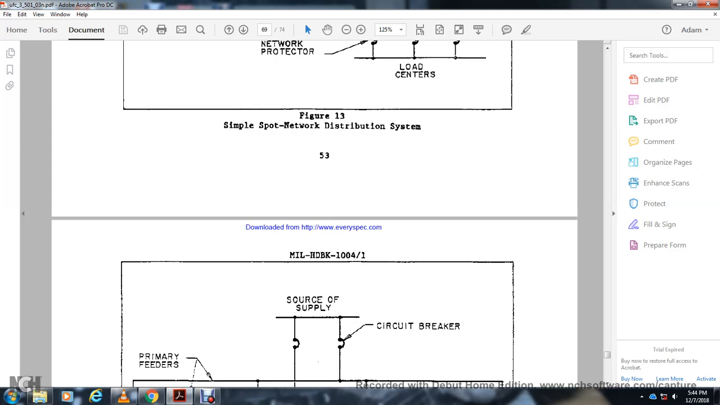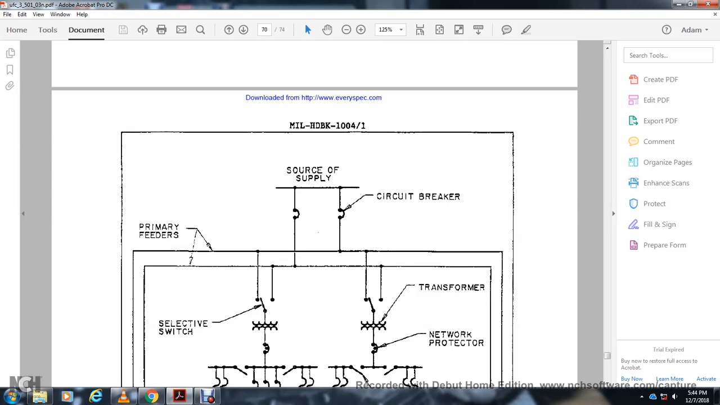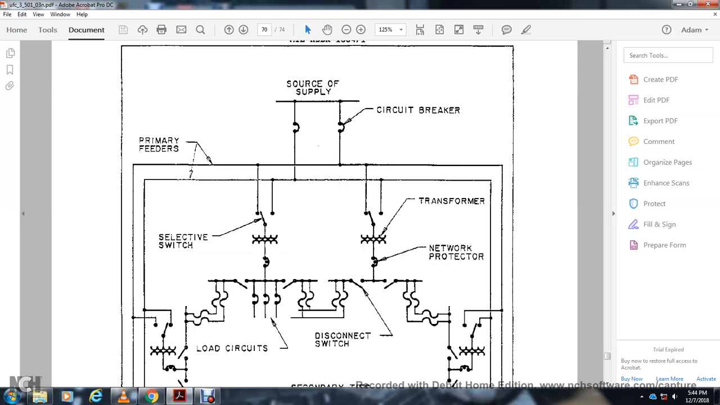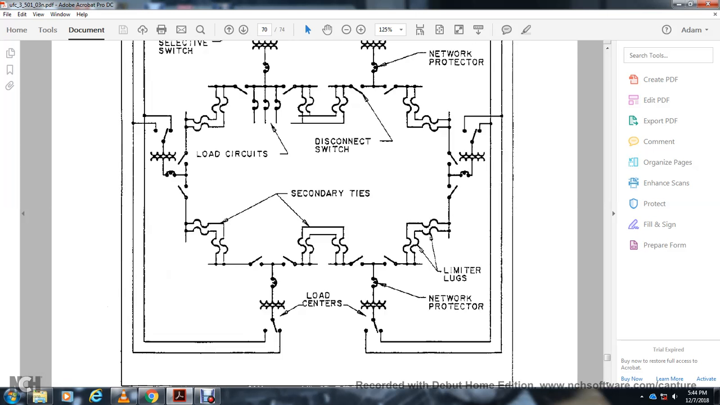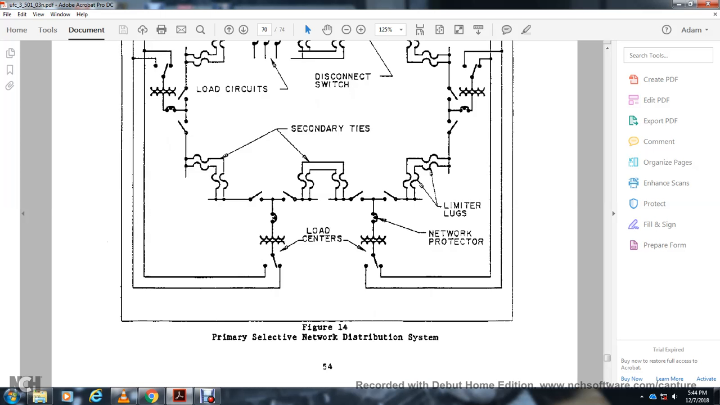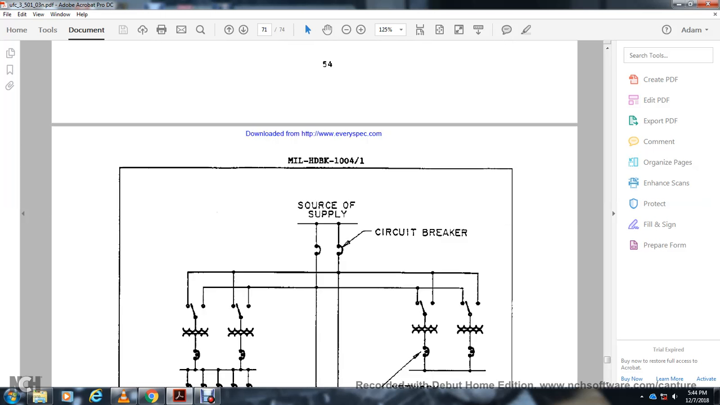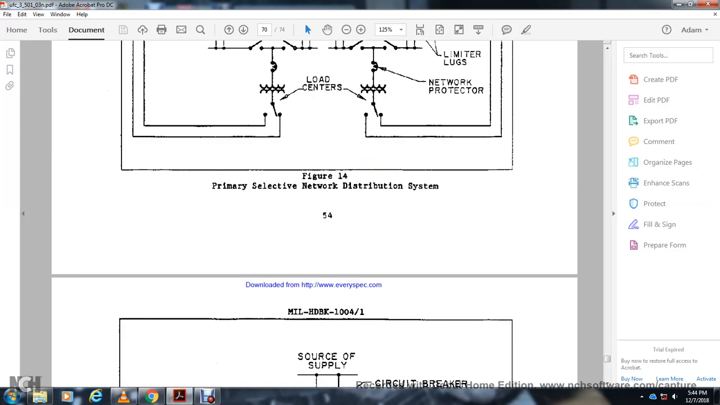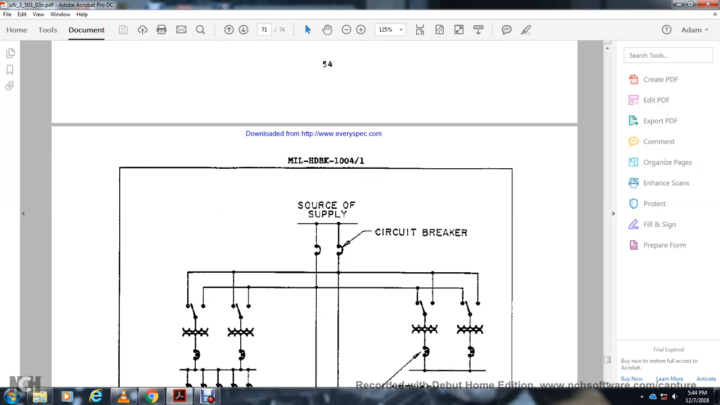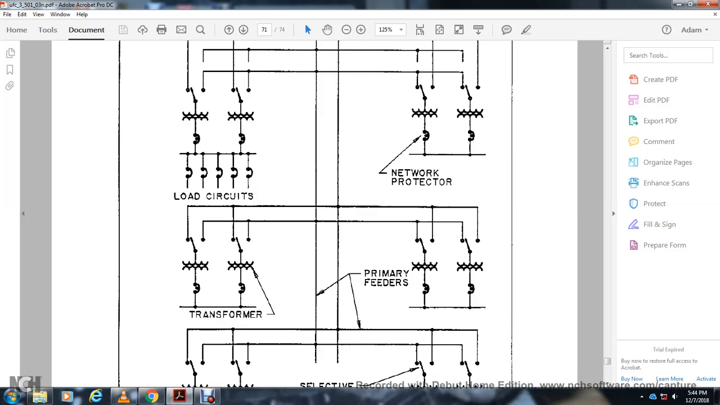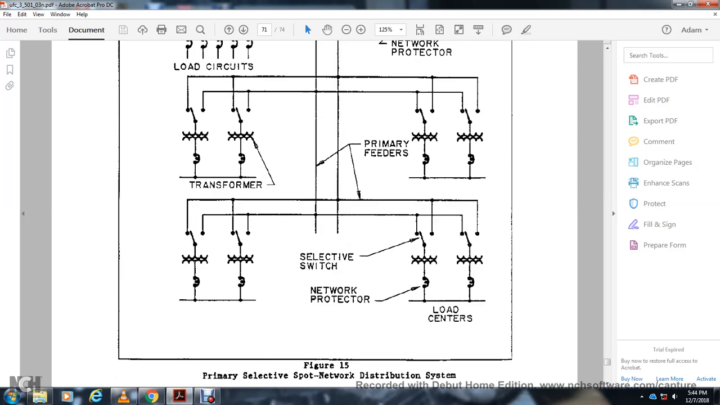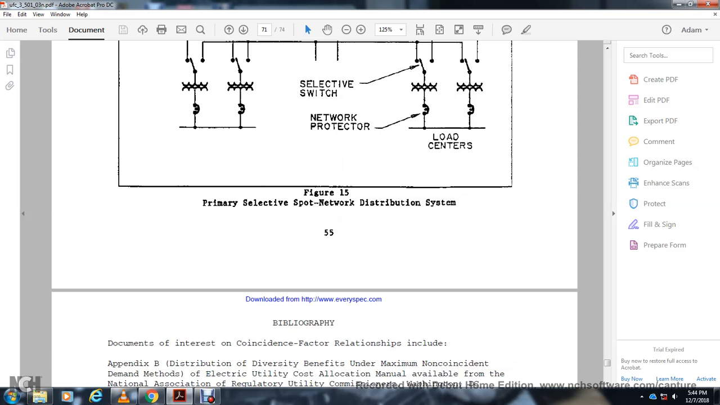This is a source supply, circuit breaker, the primary feeders, switch selected with the transformer, network protector with the load circuit, the disconnection switch, transformers, load secondary tab, load centers, limiter, network protectors, load centers. Source supply circuit breaker, that was your primary selective network distribution. This is a source supply, circuit breakers with the transformers, circuit breakers, the network protectors, load circuits, transformers, primary feeders, and then your selective switches, network protectors, load centers.